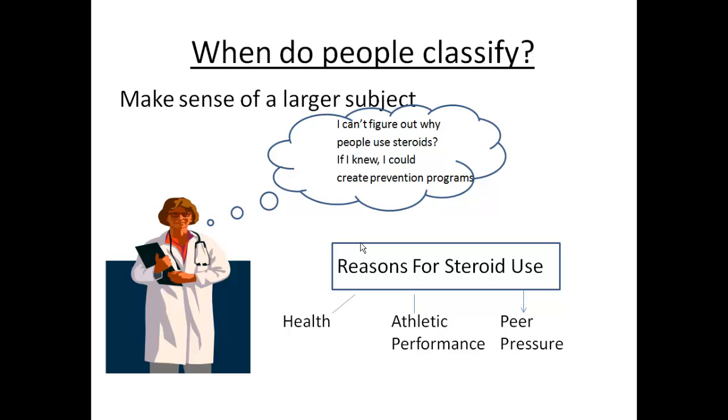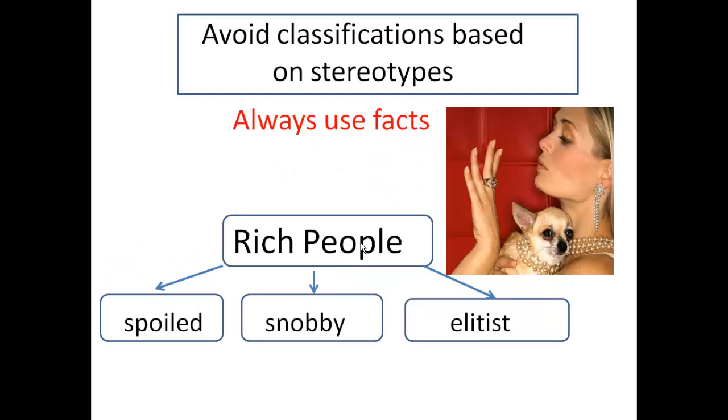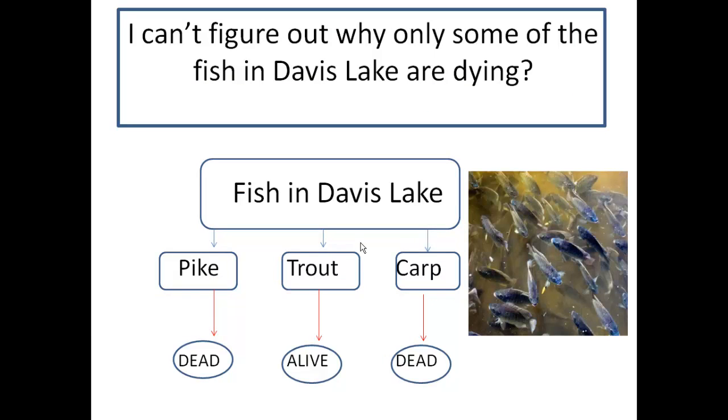The reason that people classify is to make sense of a larger subject. For example, a doctor may say, "I can't figure out why people use steroids. If I knew, I could create preventative programs." It's important to avoid classifications based on stereotypes. Always use facts. For example, if your ruling principle is rich people, you would not want to divide the types into spoiled, snobby, and elitist. Those are stereotypes.